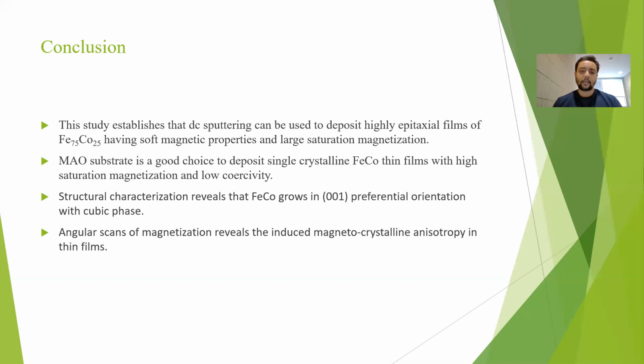So structural characterization reveals that iron cobalt grows in 001 preferential orientation with cubic phase. Angular scan of magnetization revealed induced magnetocrystalline anisotropy in this film. So this is all about the conclusion of our research.